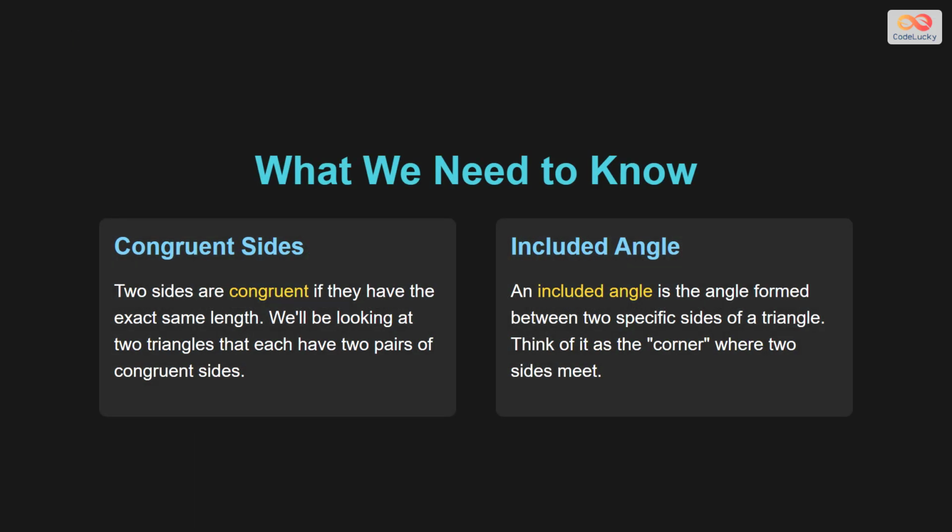Before we begin, let's review two key concepts. First, congruent sides, which means two or more sides have the exact same length. Second is the included angle. This is simply the angle that is formed between two sides of a triangle right at the corner where they meet.